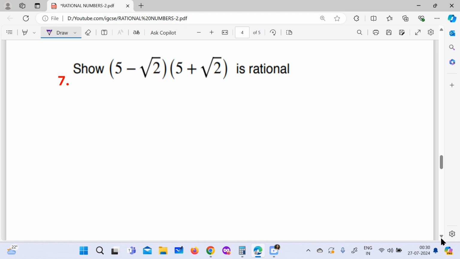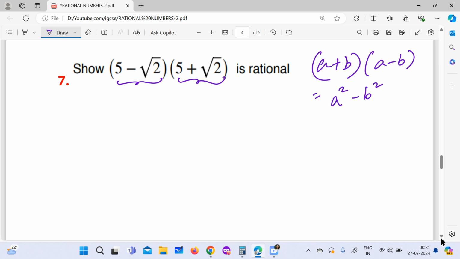This is another important question. Show that (5 minus square root 2) times (5 plus root 2) is rational. So literally we have to solve it to show that this is a rational number. I hope you remember, you have studied in your learner's book, (a plus b)(a minus b) gives you a squared minus b squared. So we can follow this rule.